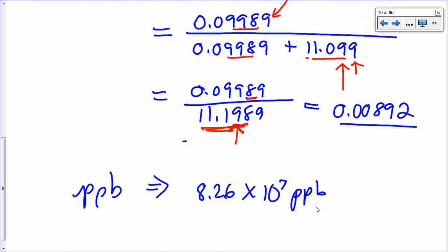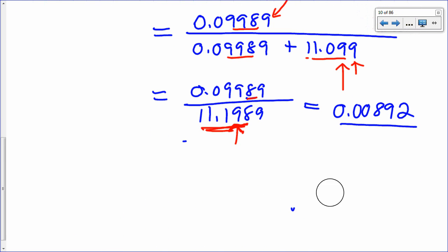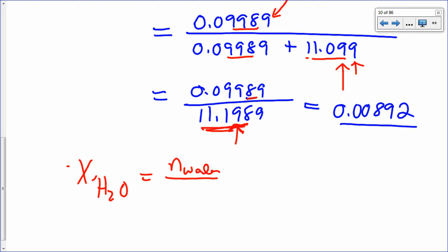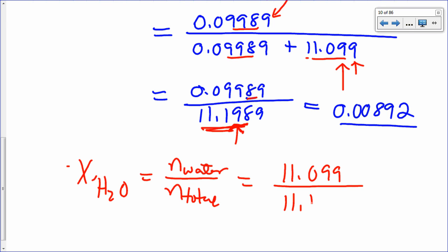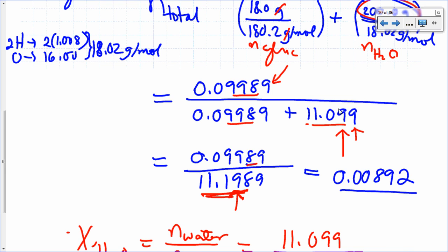How do you get the mole fraction of water? To get the mole fraction of water, it's just moles of water over moles total, right? So in this case, you're going to put 11.099 over 11.1989, or you can just say it's 1 minus 0.00892, okay? And that should give you your mole fraction of water.